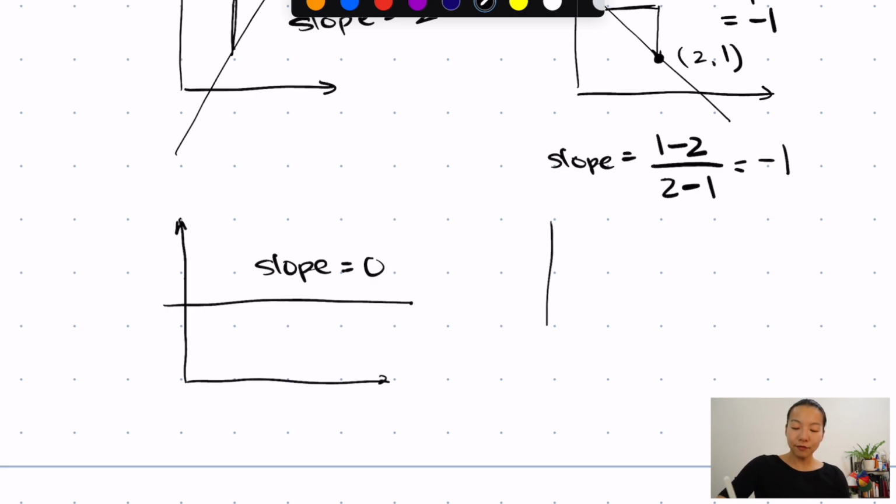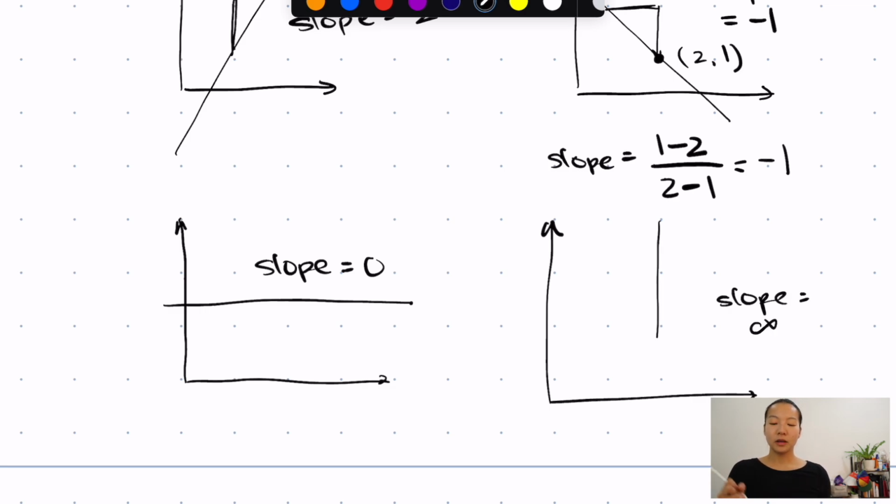Alternatively, what does an infinite slope look like? That's actually just a vertical line. And the reason why it's a vertical line is because you don't have to go anywhere in x. X can be 0, and you're going to have an infinite change in y.